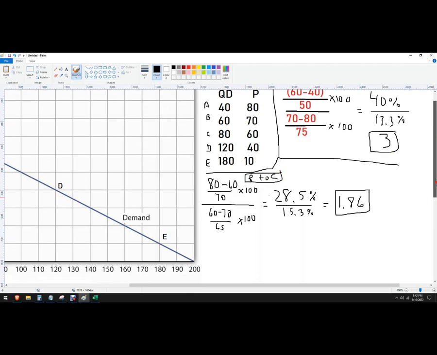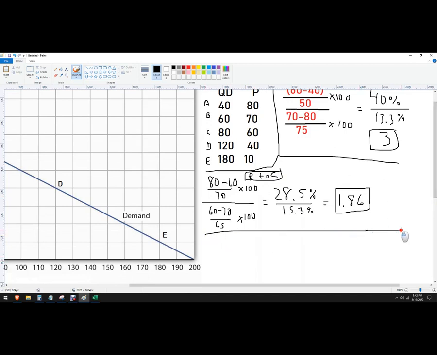Okay, now let's move down a little bit. And now we want to go from C to D. So from C to D, getting the hang of this, it's 120 minus 80. It's really just the difference, divided by halfway in between that, which is 100, times 100. And that's the percent change in quantity. And then divided by the change in price.